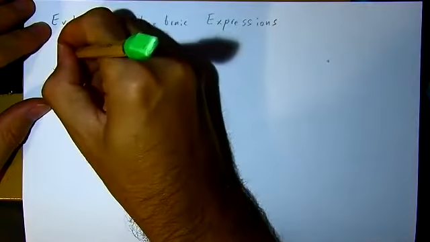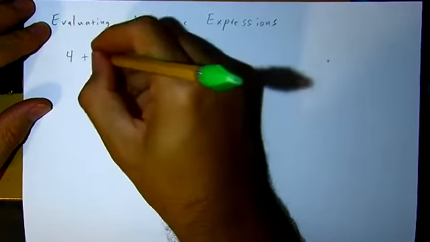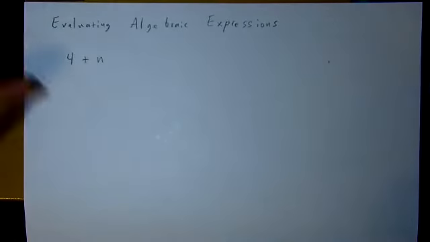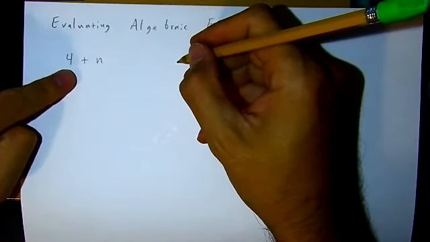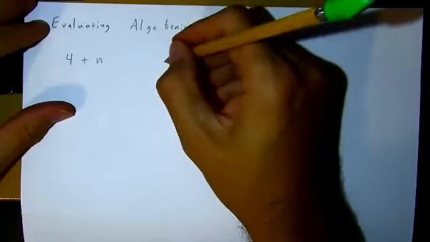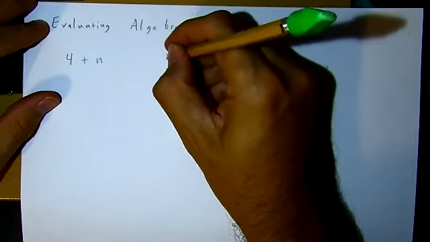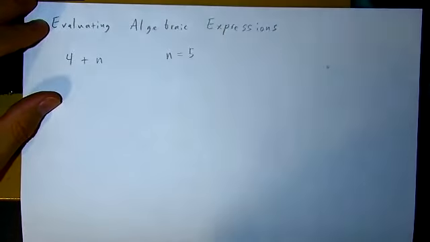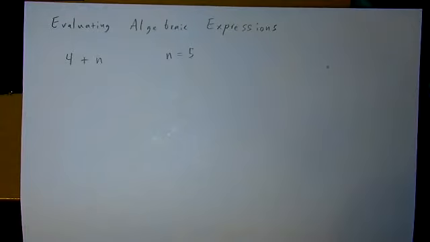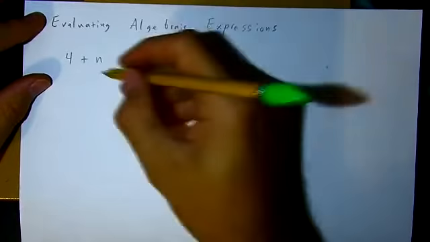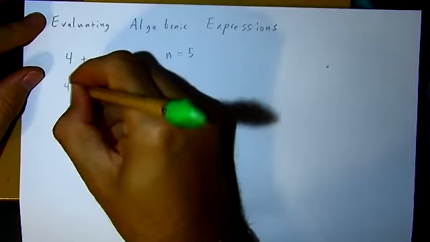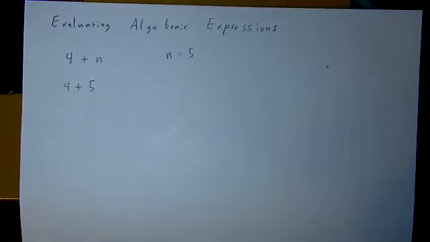So about the simplest I can make it would be something like this, 4 plus n. Now, if you were simplifying, there'd be nothing you could do, but we're not simplifying, we're evaluating, which means we're going to get a number as an answer. So let's say they told you that n was 5, and they have to tell you what n is, otherwise you can't evaluate expressions. So you basically just take the number they give you, plug it in for the letter that they have, rewrite the problem, and then solve.